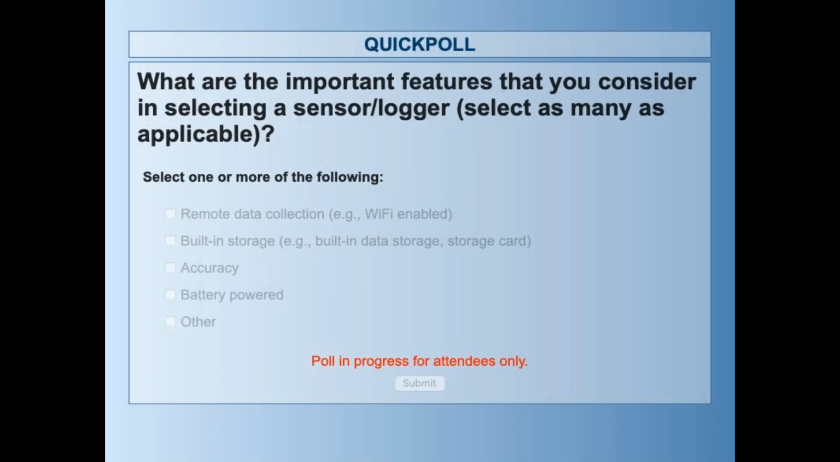The data could be transmitted through Wi-Fi. Or a lot of times you would like to have the data inside of the logger, even if you're transmitting it. Would accuracy be a factor? Would battery power be a factor? Or if others, I mean, there are a lot of other factors that we didn't include, but those could be very important. Thank you everyone for responding.